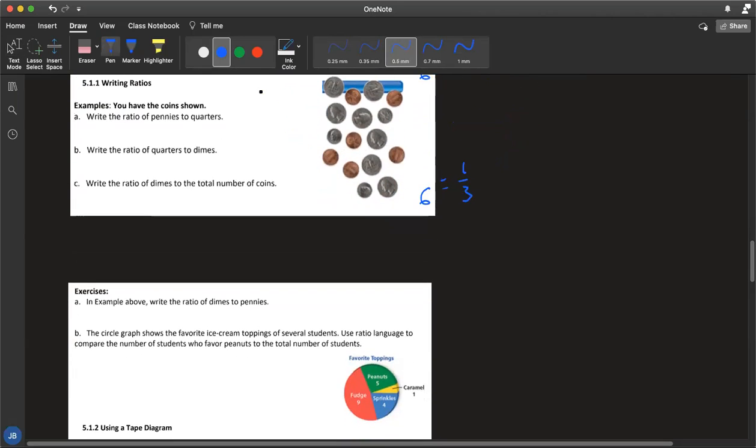Okay, now we'll look at some examples. We're going to write the ratio of pennies to quarters. I counted 1, 2, 3, 4, 5, 6 pennies. Let's see, there's 1, 2, 3, 4, 5, 6, 7 quarters. So the ratio is 6 to 7.